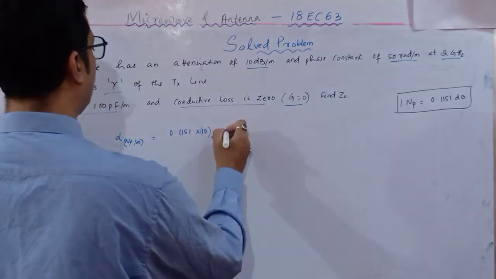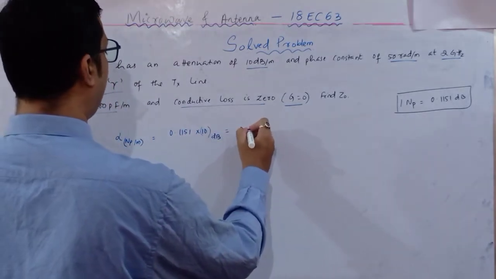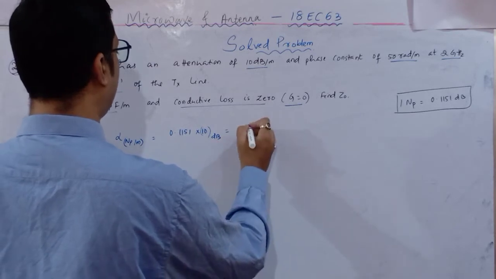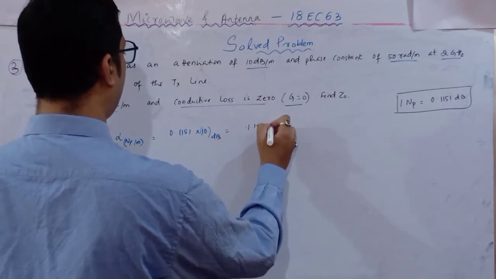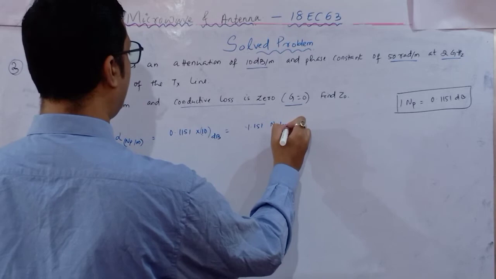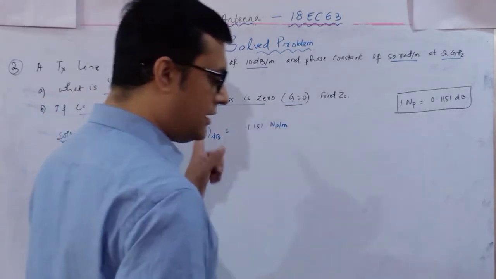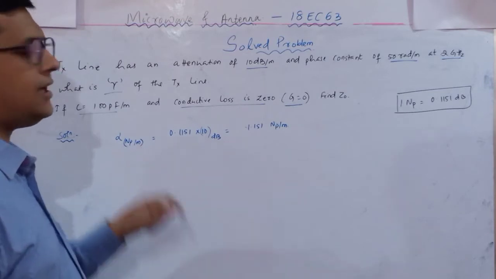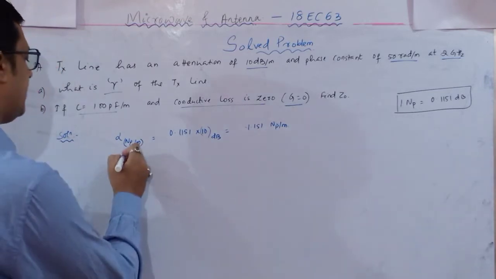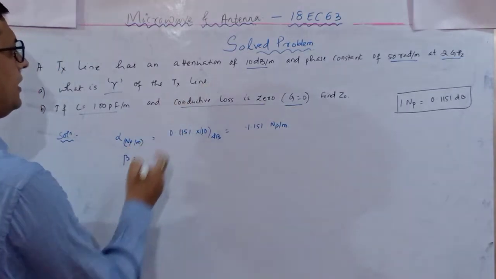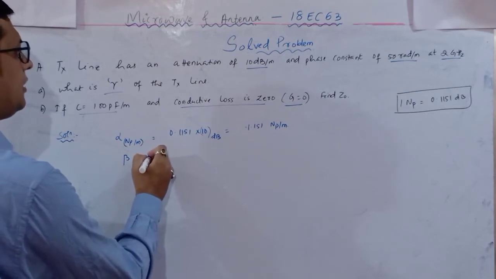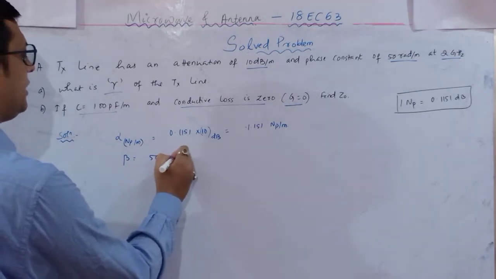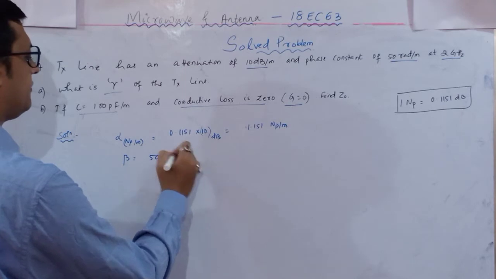Okay, so it will be 1.151 Nepper per meter. This 1.151 Nepper per meter is the alpha value. Similarly, beta is equal to how much? 50 rad per meter. Done.